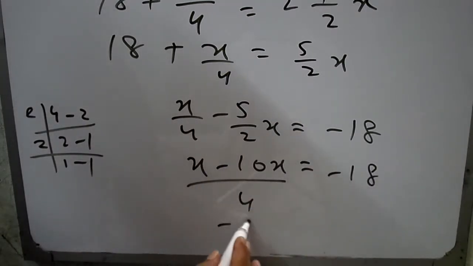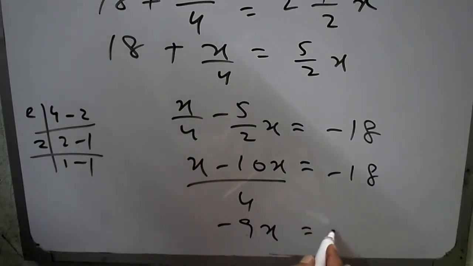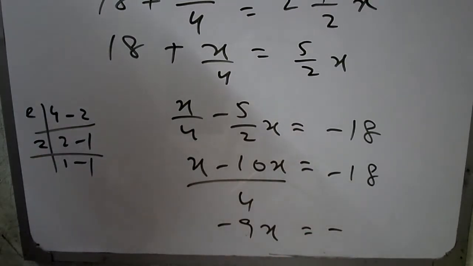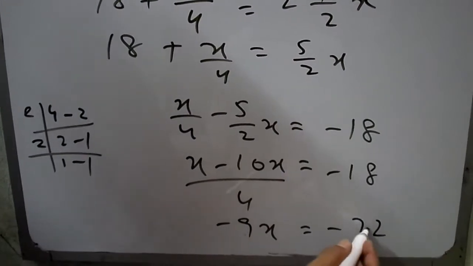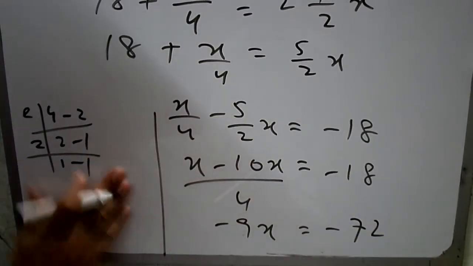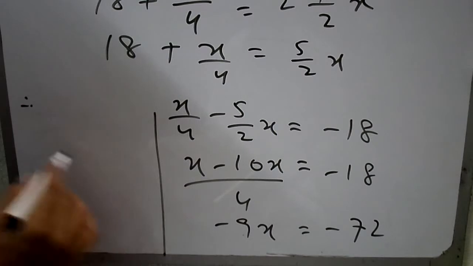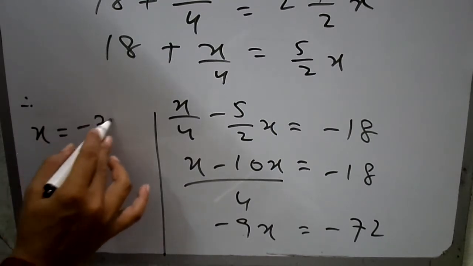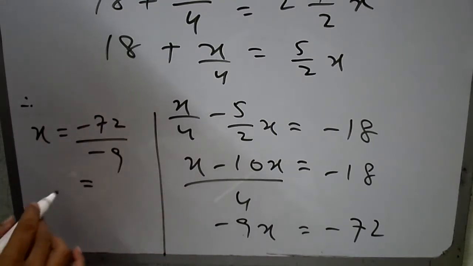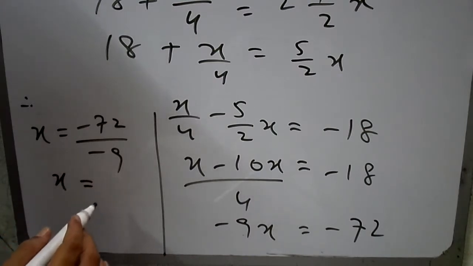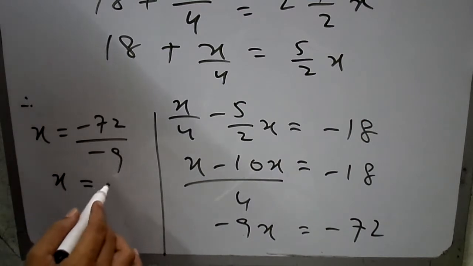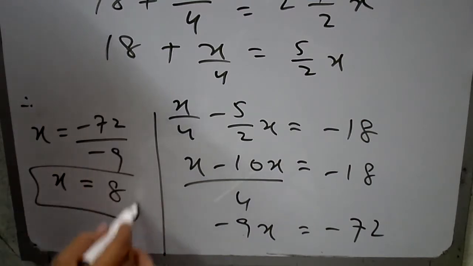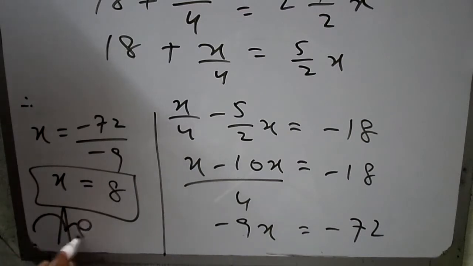By using cross multiplication you will get minus 9x is equal to minus 18 multiplied by 4, which gives minus 72. So the minus will be cancelled, and you need the value of x. Therefore you can see here the value of x is minus 72 divided by minus 9. So the value of x is equal to 8, since 9 eights are 72, and the minus will be cancelled. So that is your result.